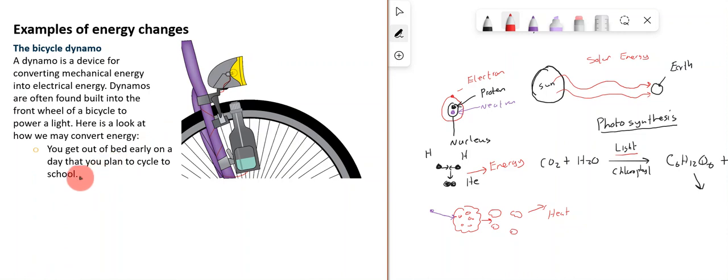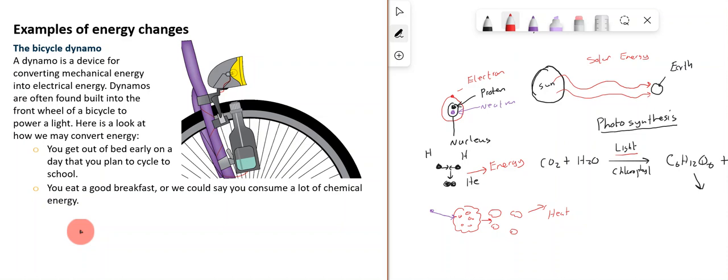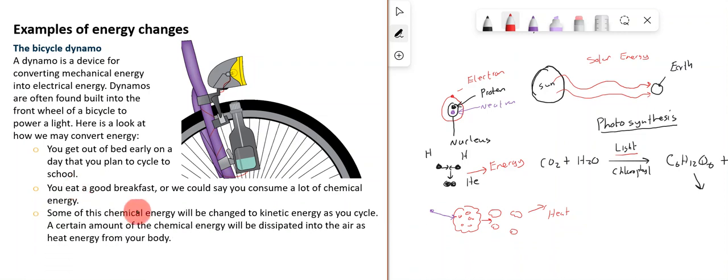So you get out of bed early on a day that you plan to cycle to school, and it might be a bit dark, so you use one of these. You eat a good breakfast, or we could say you consume a lot of chemical energy, so you get the glucose, for example, that's in cereal. Some of this chemical energy will be changed to kinetic energy as you cycle. So when you're cycling your bike, you're burning up energy. That energy has been used to move the bike forward. A certain amount of chemical energy will be dissipated into the air as heat energy from your body. So for example, you're losing heat as you're cycling to school.